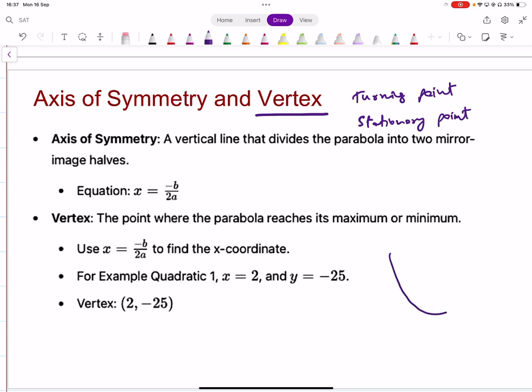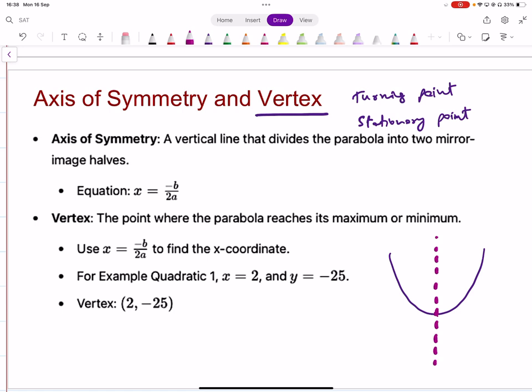If you have a U-shaped curve, for instance, this is the turning point. This is also going to give you the axis of symmetry of this curve. The quadratic curve is always symmetrical. And this is the line of symmetry of this function.